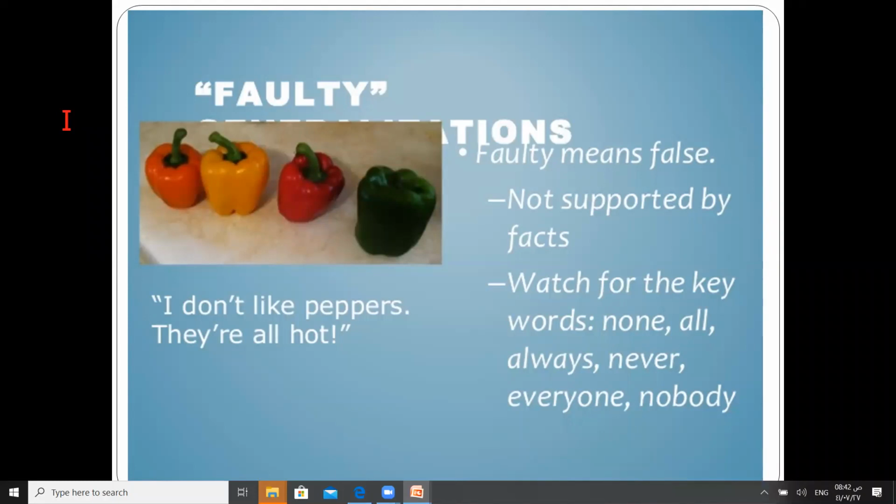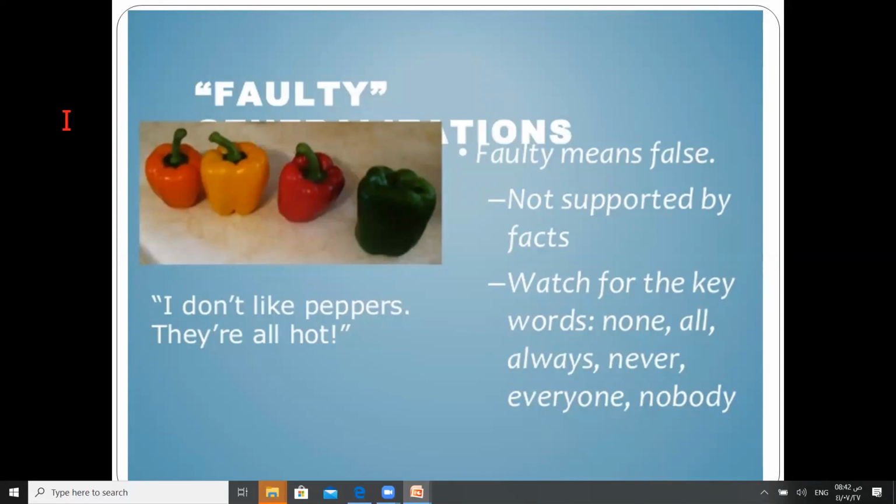How can I tell that I have a faulty generalization? We can know from keywords like none, all, always, never, everyone, nobody. Let's see this example. I don't like peppers. They are all hot. Here we have the keyword all. Not only that, this is your opinion. So this is faulty generalization.